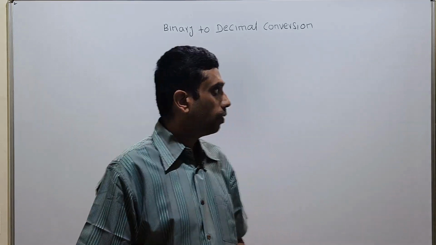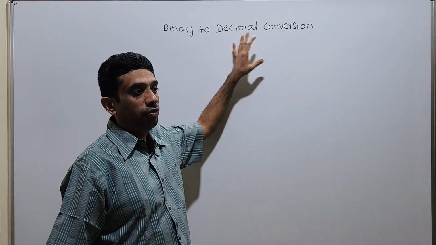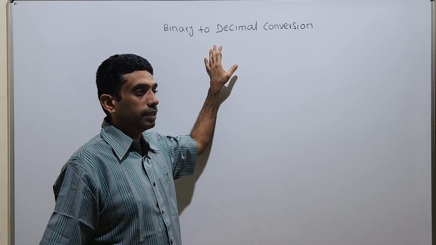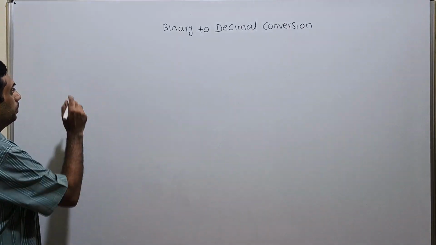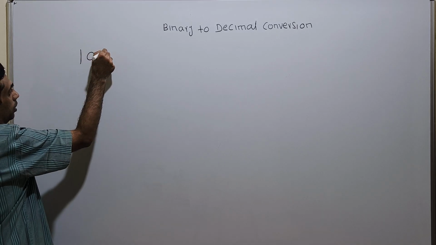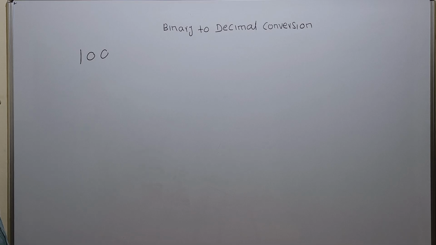Hello friends, now we are going to perform a binary to decimal conversion. If a binary number is given, how do we convert it into an equivalent decimal number? For example, my input binary number is 100. So how do we convert it into a decimal number?